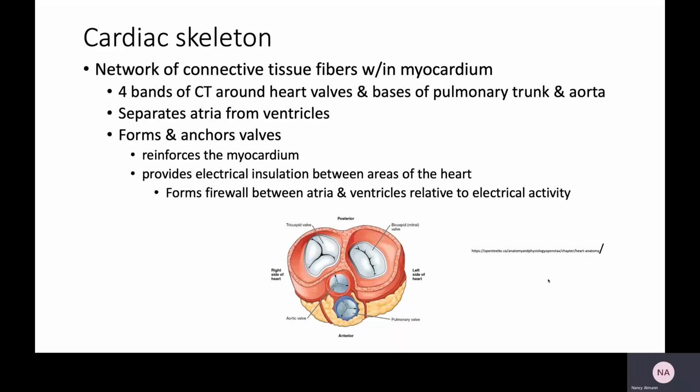This is not something that I would post a diagram of on an assessment and pin or mark and say, identify this, but you need to understand the concept of this and the functions of what the cardiac skeleton does.